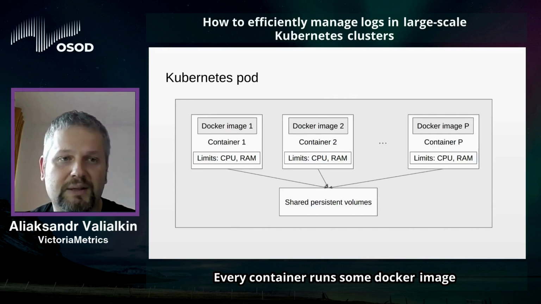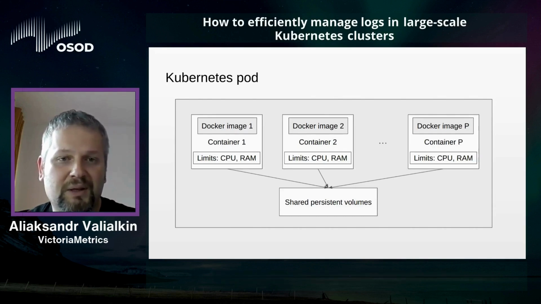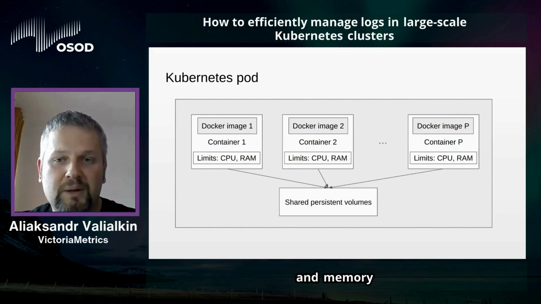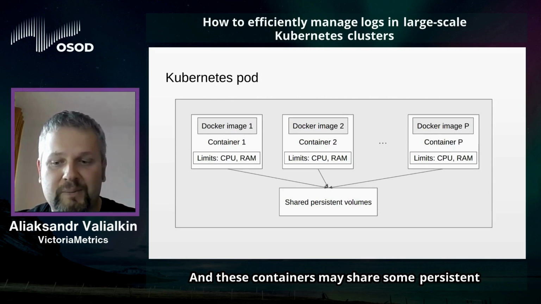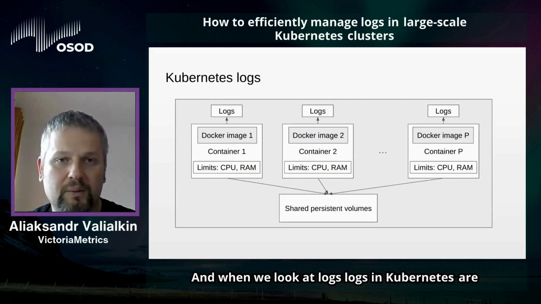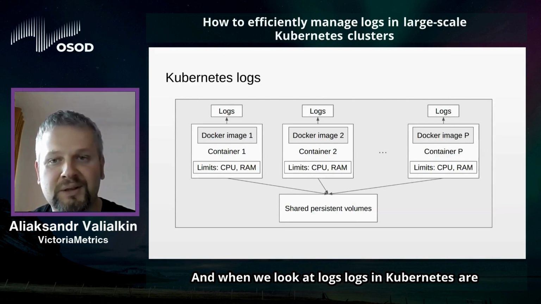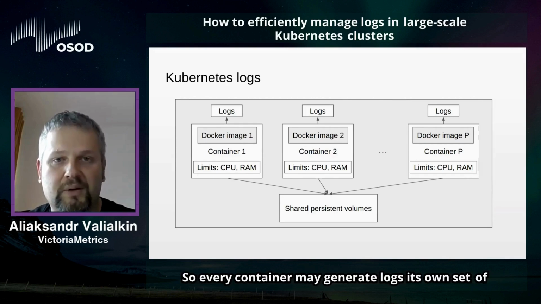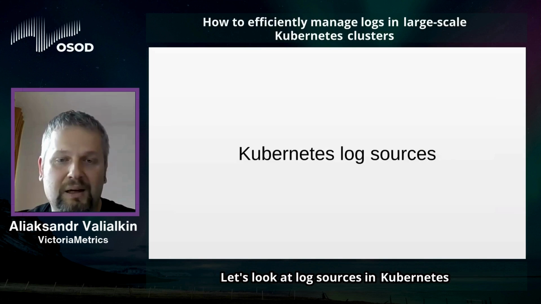Every container runs some Docker image, and every container may have some limits on CPU and memory. These containers may share some persistent volumes. And when we look at logs, logs in Kubernetes are mostly generated by containers. So every container may generate its own set of logs.